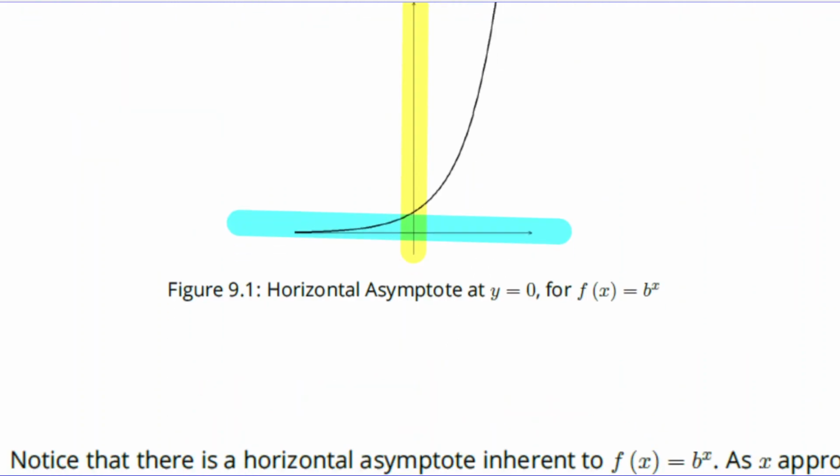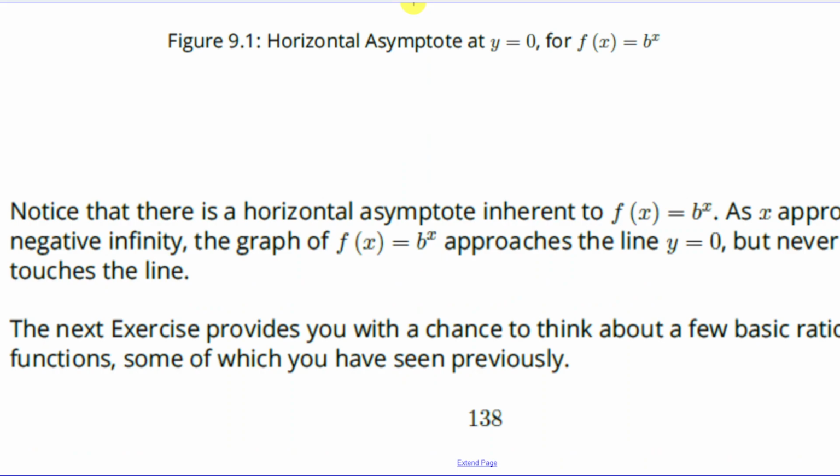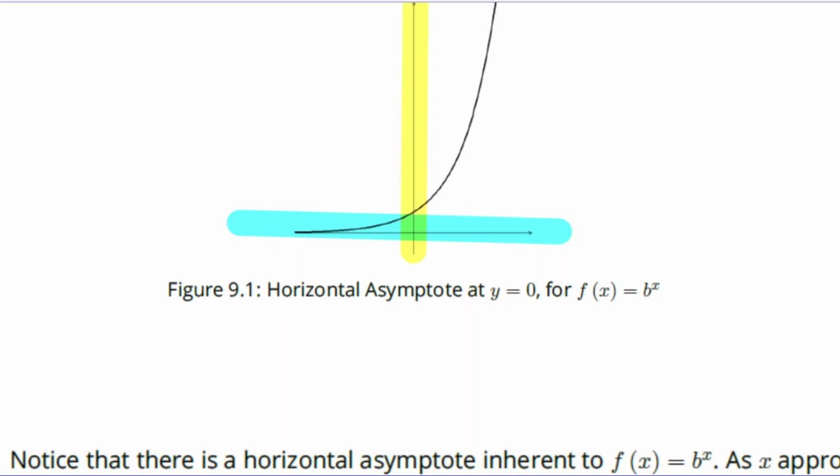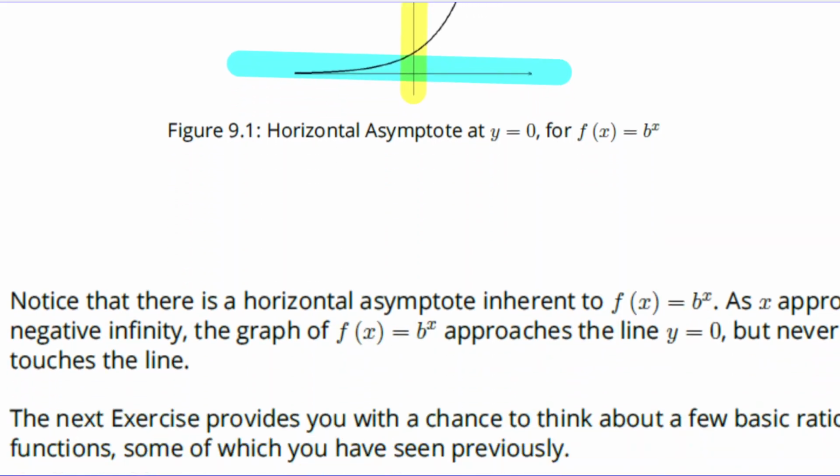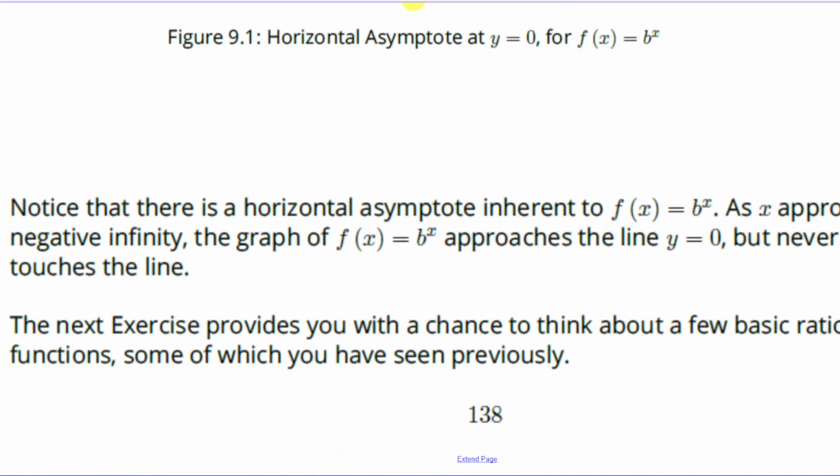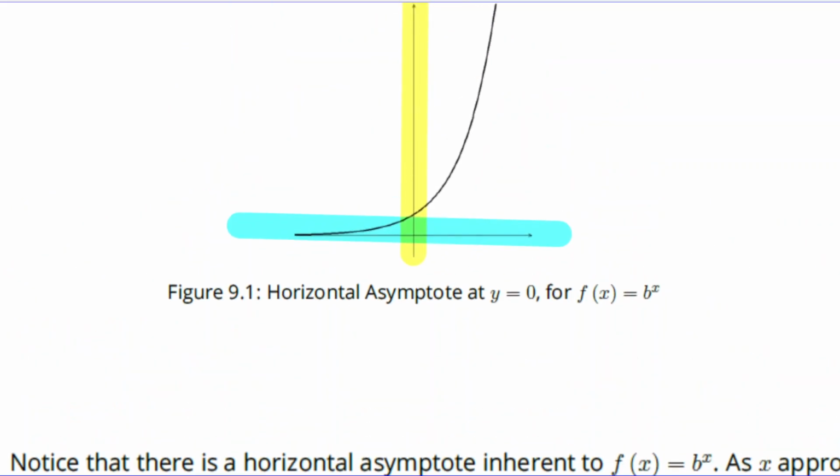Well, I'm not sure why that was flickering. Maybe back to here. Okay, there you go. Now, notice the horizontal asymptote inherent to, oh, well, I'm jumping a little bit.